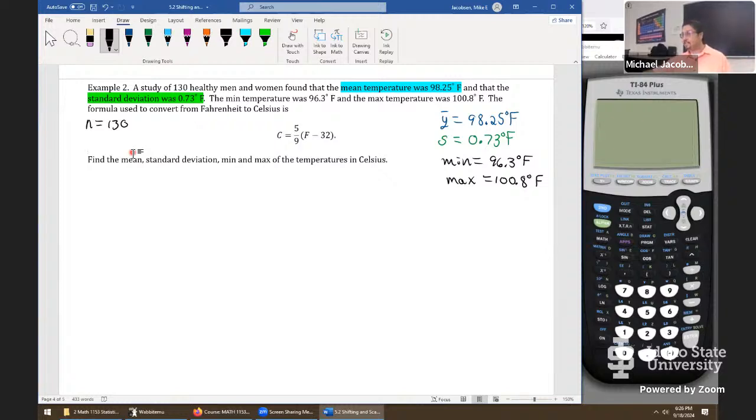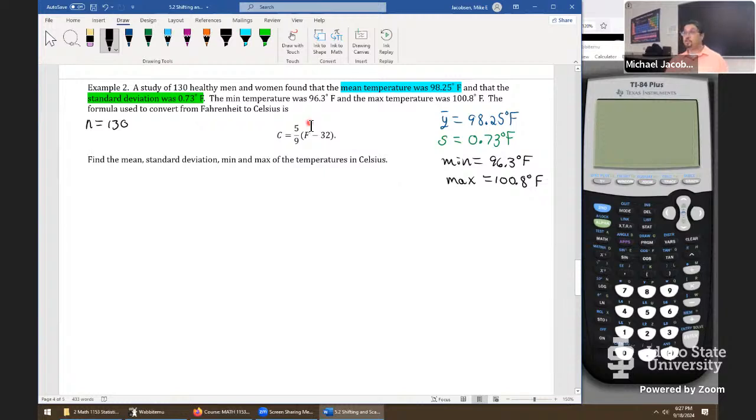It could give you some weird different body temperatures, lots of different conditions. So now they say, well, this is all in Fahrenheit. Imagine you're a doctor that works in, say, Europe, using the metric system. You're not using Fahrenheit, you're using Celsius more likely, or something else. They say find the mean, standard deviation, min and max of the temperatures, but in Celsius. Good news is they gave us a formula at least. Here's the formula to convert. The bad news is we have to break this down.